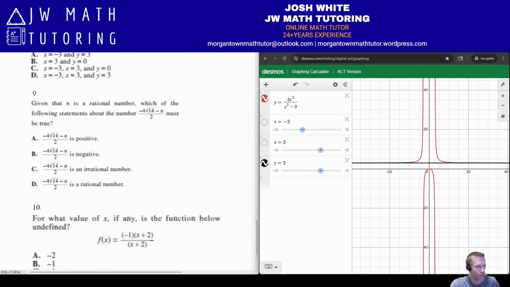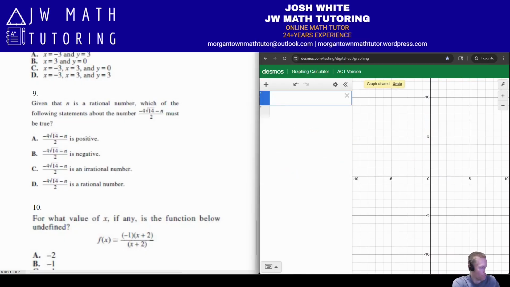All right, next up, question number 9. Here you have a problem where you're given an expression. Start doing the division sign first for the fraction, 10 over 2. Okay, and they're told that n is a rational number. So which of the following statements about this must be true?